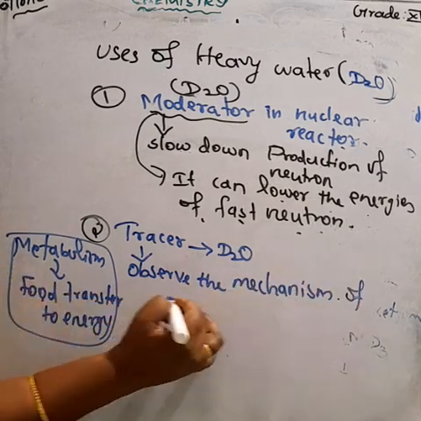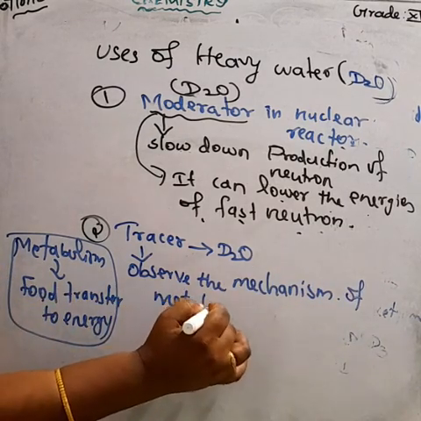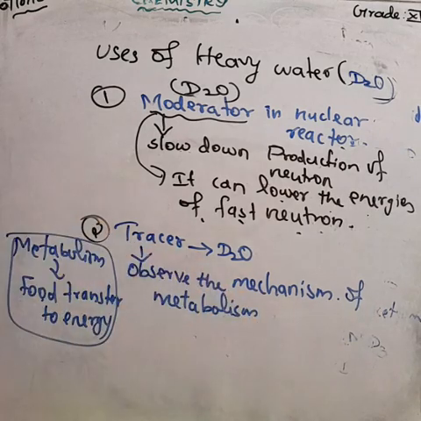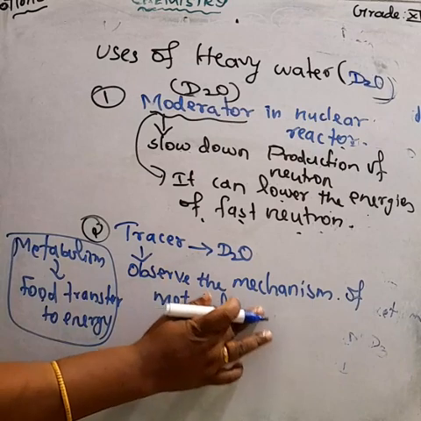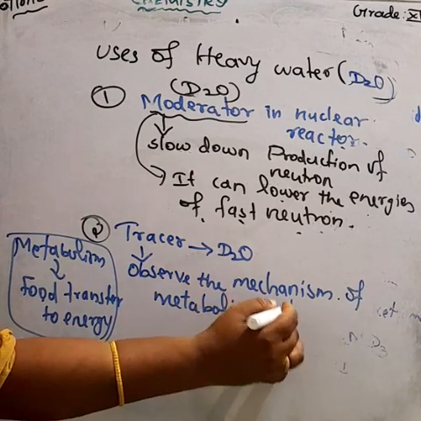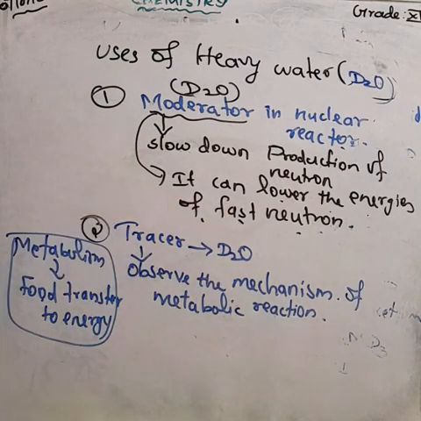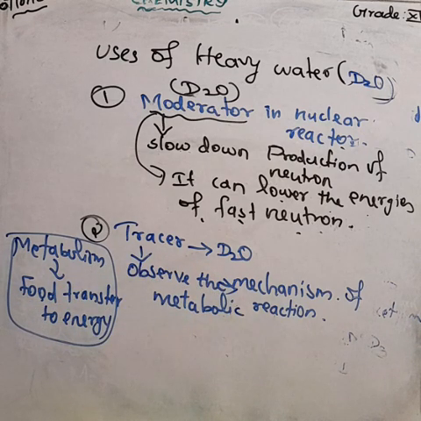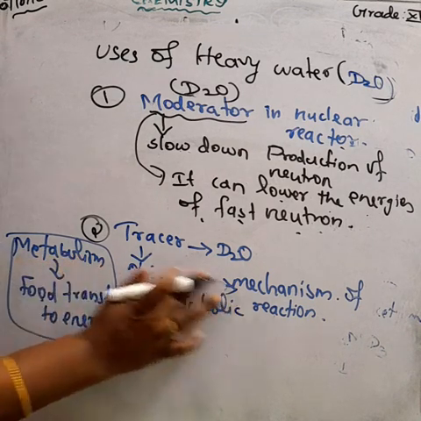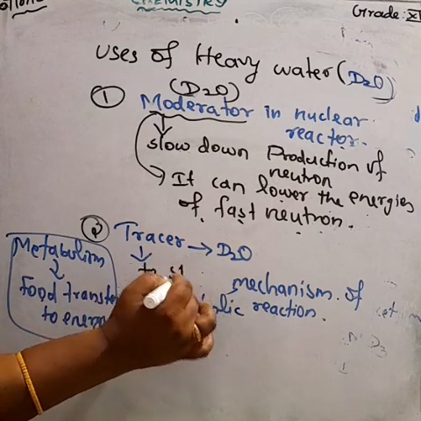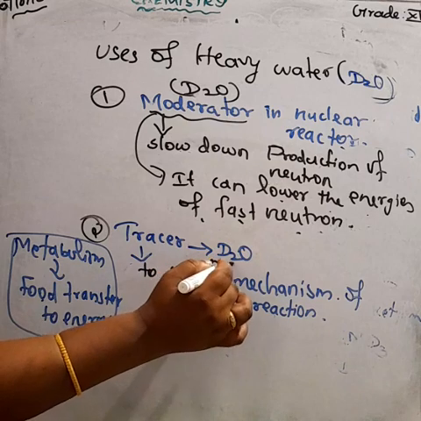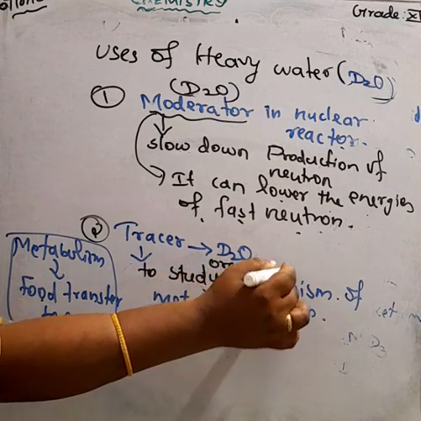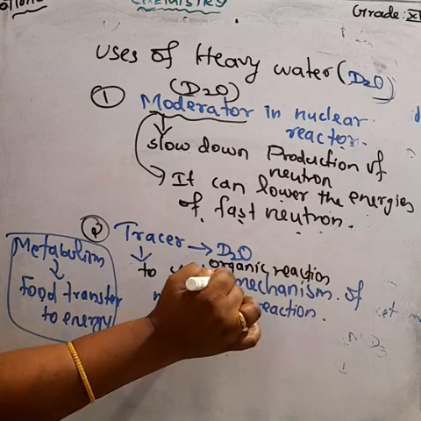With the tracer we can see how the reaction is going on, and the movement of the electrons and protons. All of that is followed using heavy water. So what is the second use of heavy water? It is commonly used as a tracer to study the organic reaction mechanism and the mechanism of metabolic reactions.